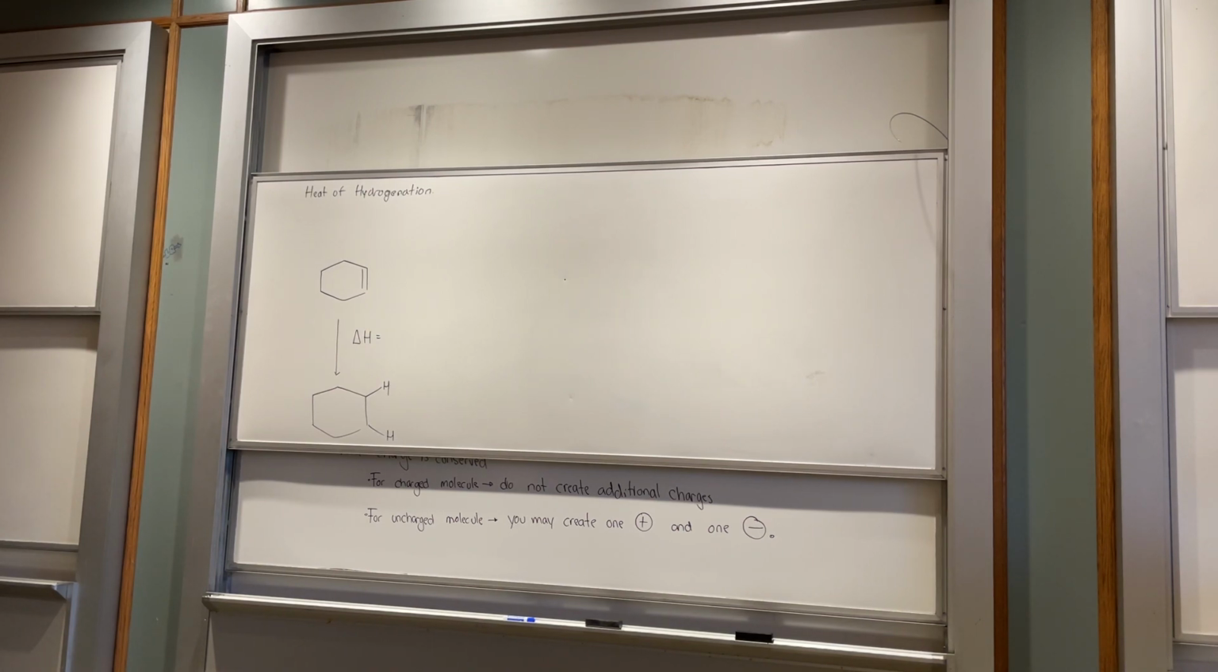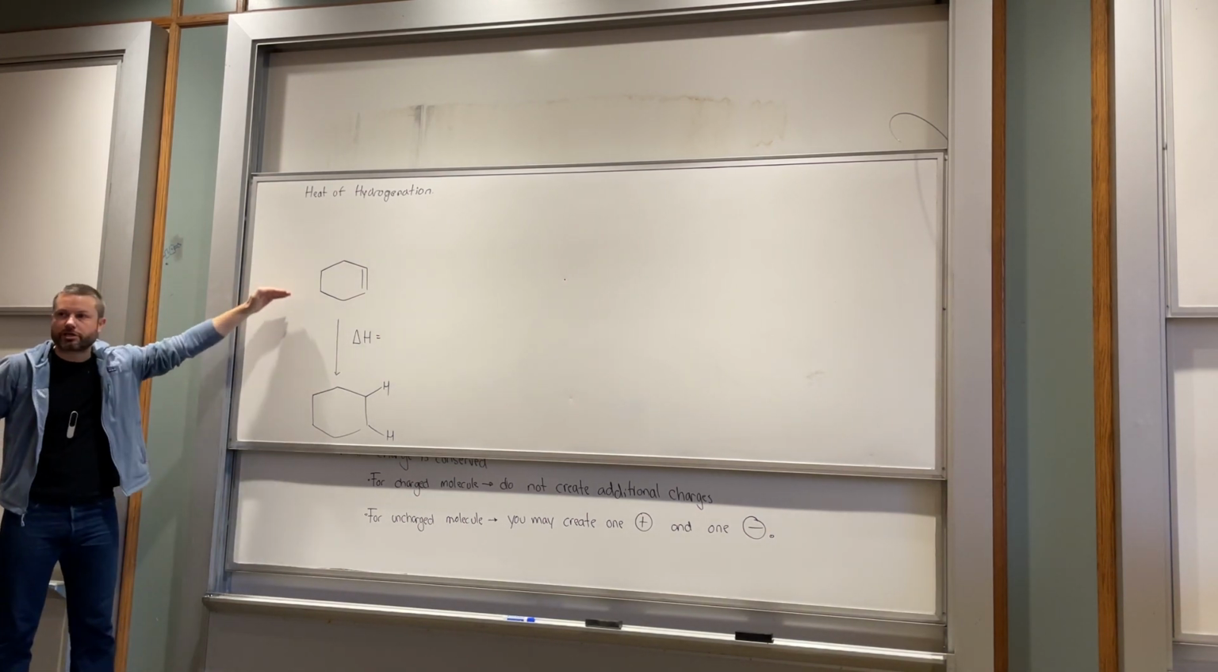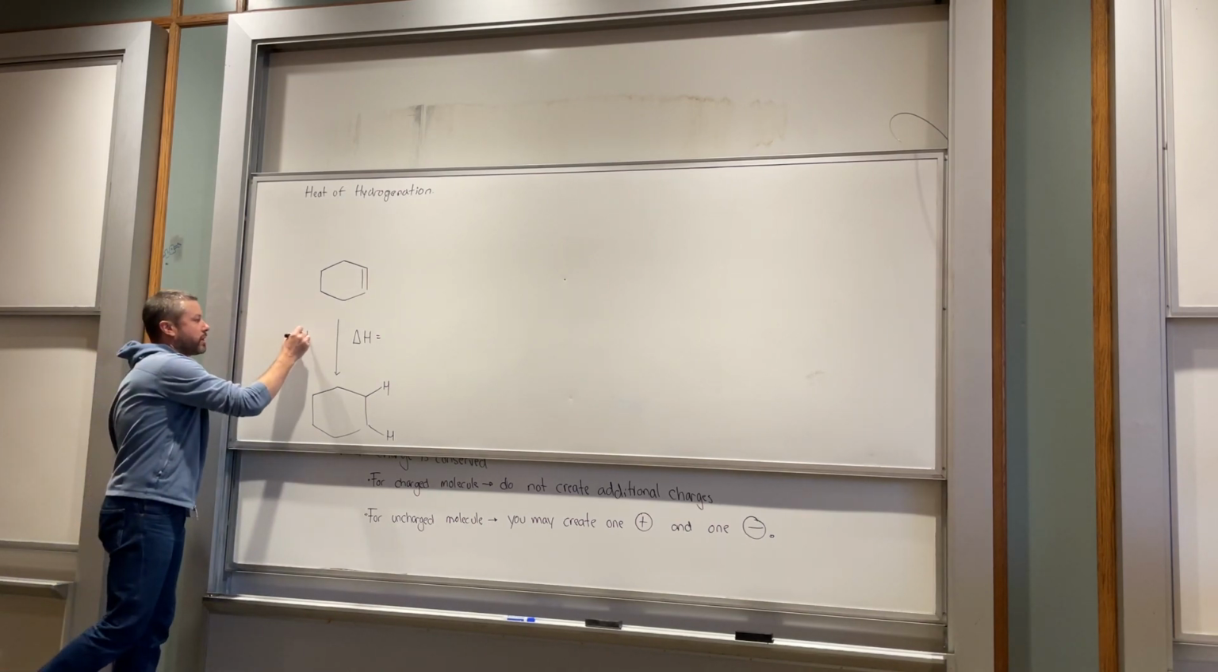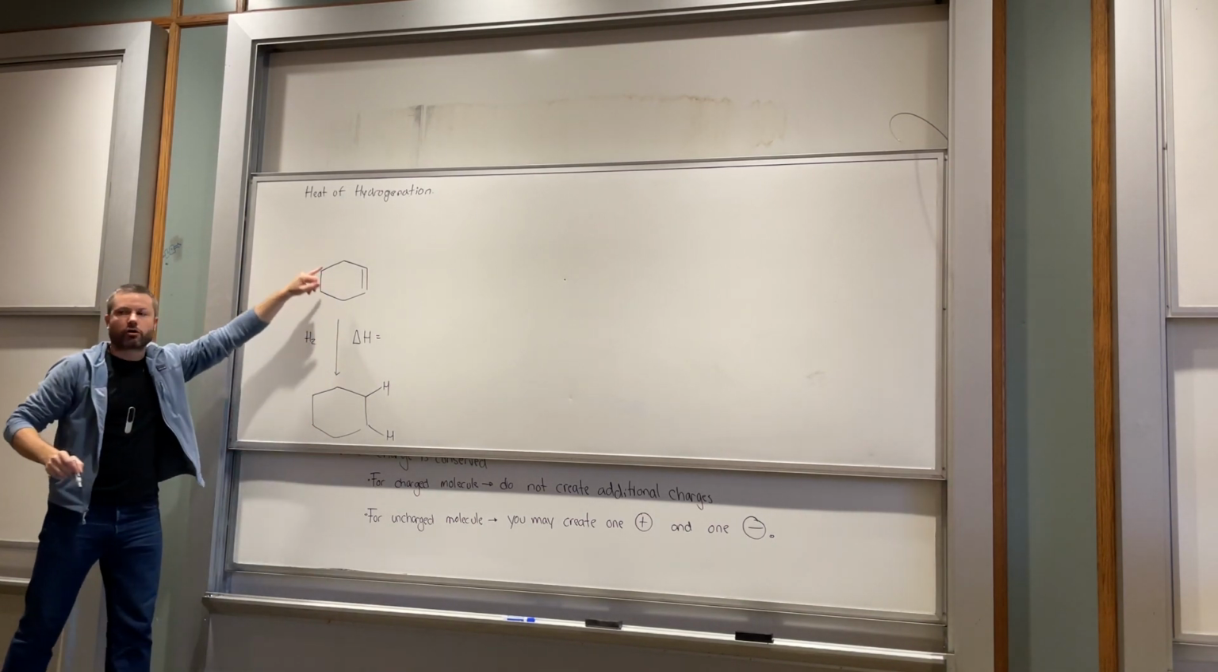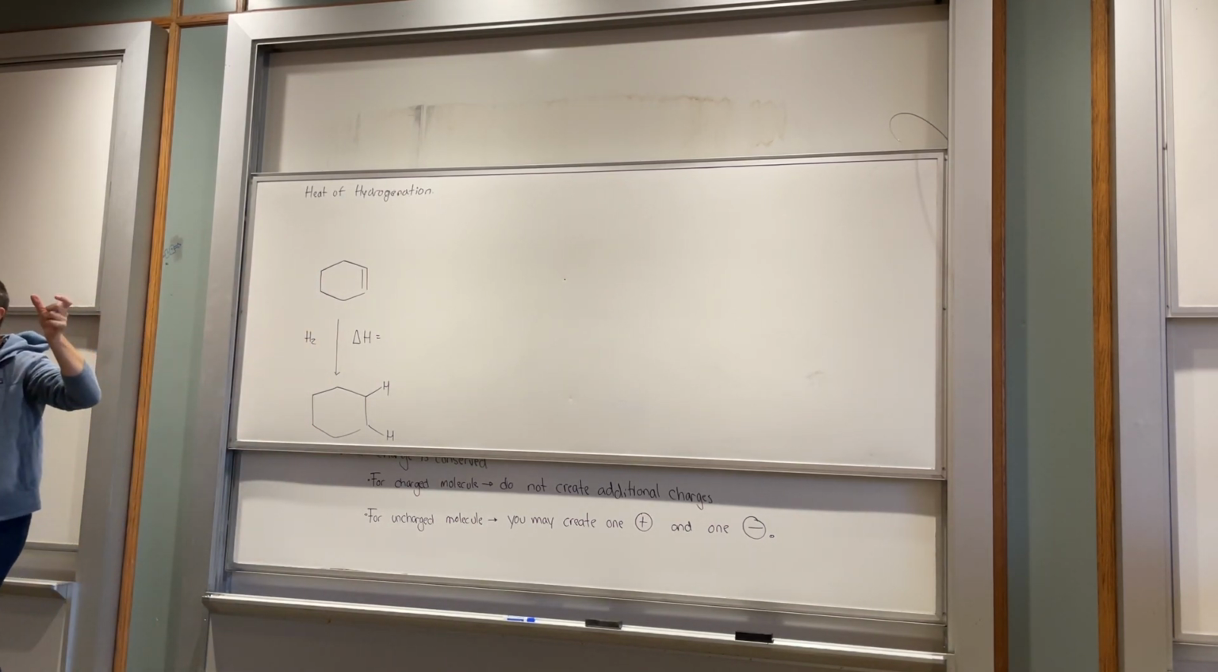All right, so first I want to take a look at cyclohexene and consider the heat of hydrogenation for cyclohexene. This reaction would be called a hydrogenation, because essentially we're adding H2 across that double bond. We're replacing a carbon-carbon pi bond with 2 carbon-hydrogen sigma bonds.